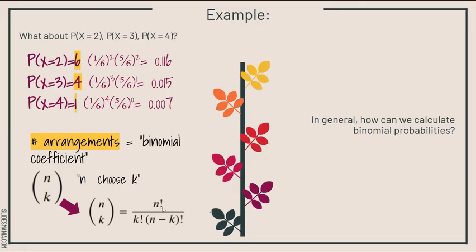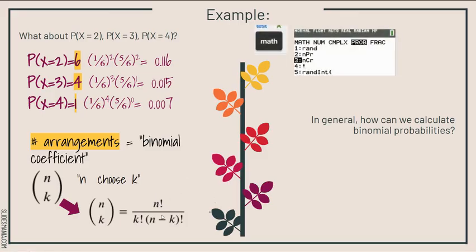So factorial just represents a number times the next number down. So if this is 10, it'd be 10 times 9 times 8 times 7 times 6 and so on. But we can just use our calculator for this. It's called a combination, nCr. So we do 4 choose 2.